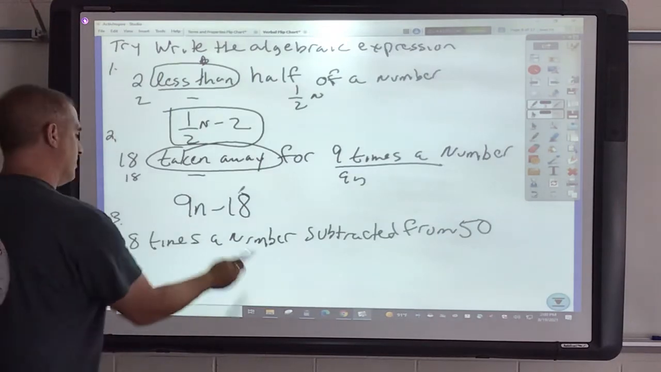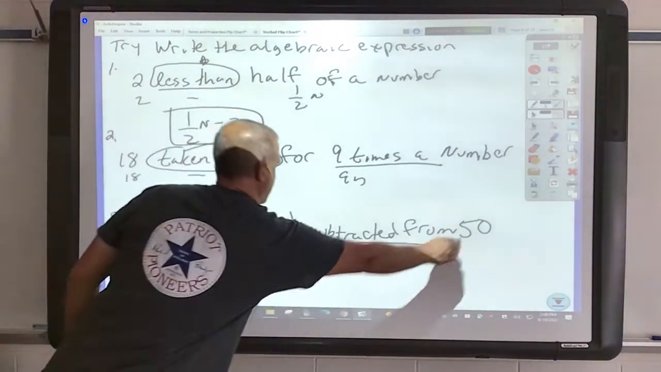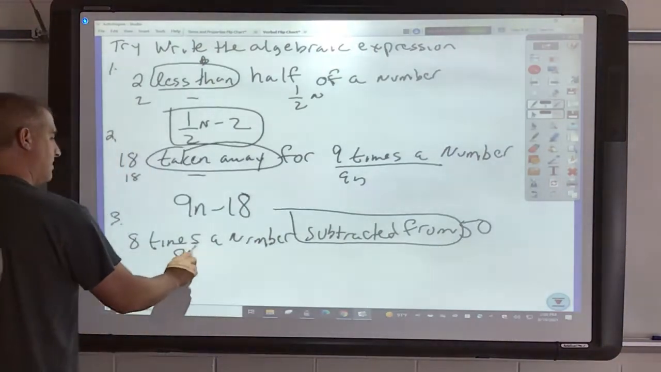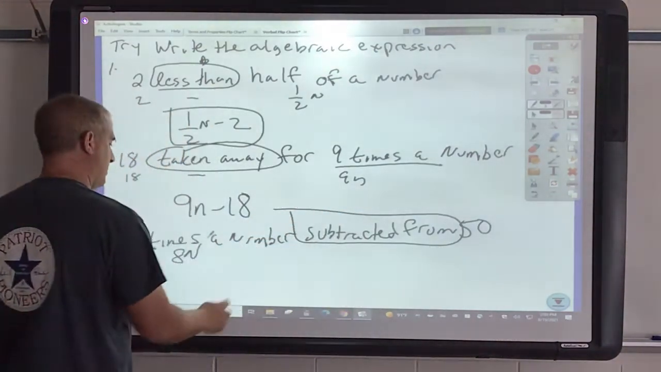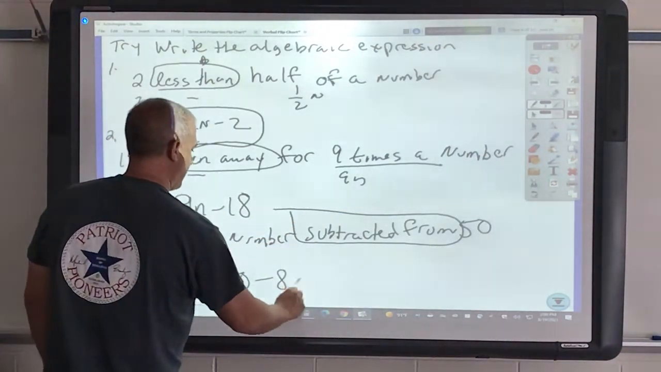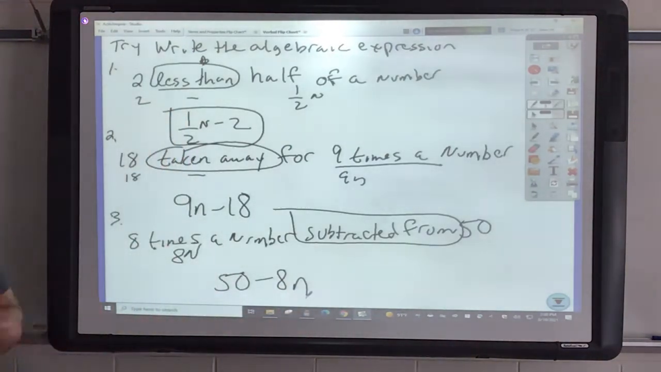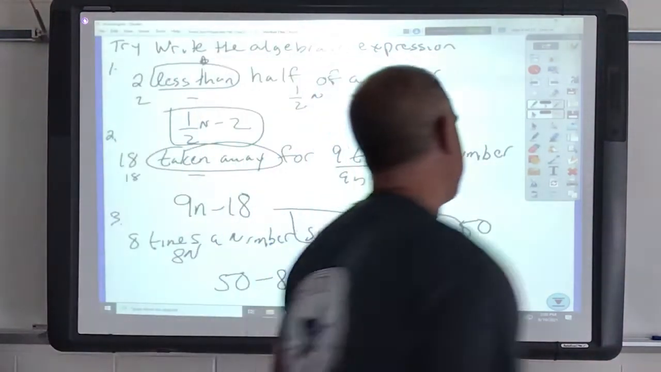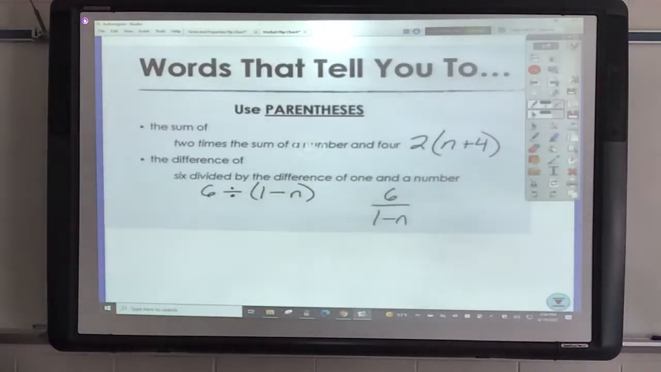8 times the number subtracted from 50. Subtracted from, 8 times the number. So what that's going to be is 50 minus 8n. Make sure you're flipping those. Those words are key. Gotta flip those around.